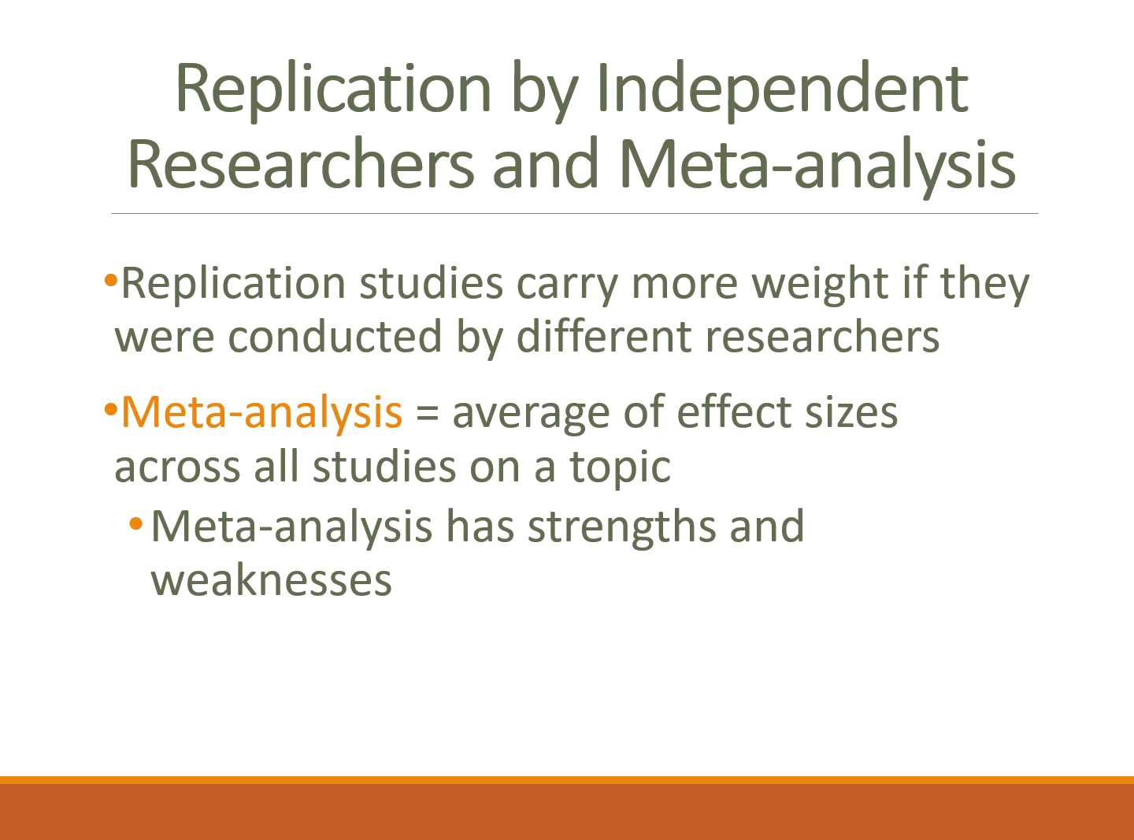So I already kind of talked about that replication studies carry more weight if they're conducted by different researchers. Another way we can do this is actually a statistical analyzing of all of those additional studies. This is referred to as a meta-analysis. It averages the effect sizes across all studies on a topic and can adjust for biases, for example, publication biases, experimental biases versus non-experimental biases, and there are strengths and weaknesses to a meta-analysis.